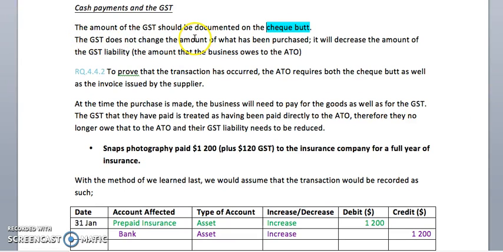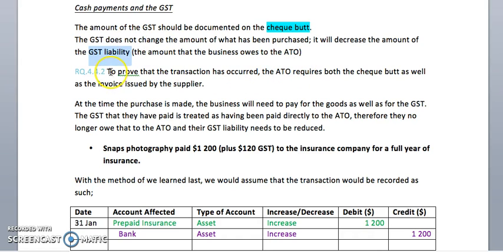GST does not change the amount of what has been purchased, sorry. It will decrease the amount of the GST liability. Again, as we spoke before, if we pay money out, we're going to decrease the liability because we've paid the GST out as if we've paid the ATO.